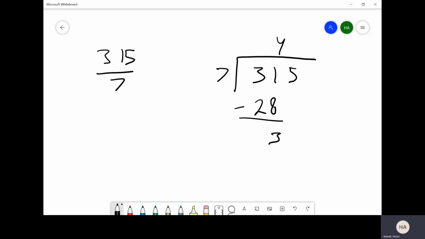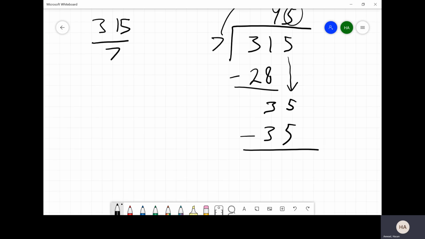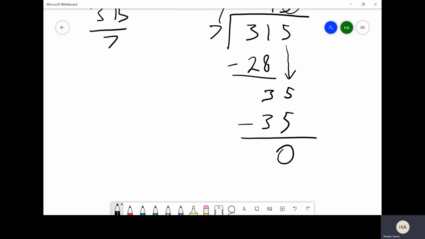But what we do now is we take our number, our 5, we drop it down, and now this becomes 35. Right? And now we play the game again. How many times can 7 go into 35? Well, 7 actually goes cleanly into 35 when we multiply it by 5, right? So we know that we're going to have a 5 here, and we play the game again where you take your number that you figured out, you multiply it by your divisor. So 5 times 7 is 35, and then you subtract. Right? And then 35 minus 35 is 0. There's no remainder. There's nothing left over.